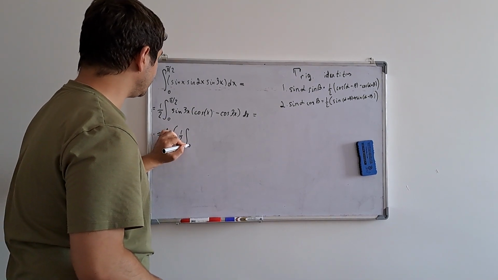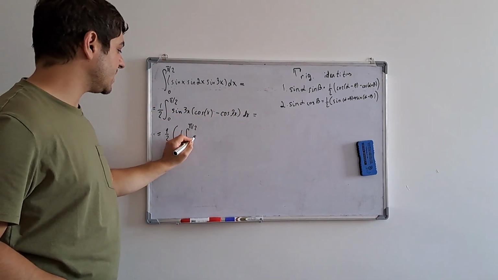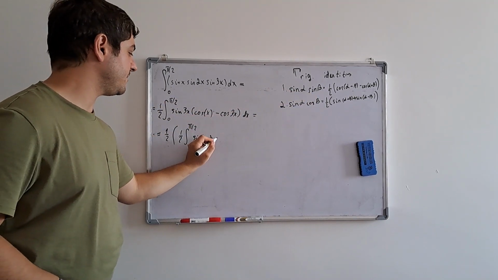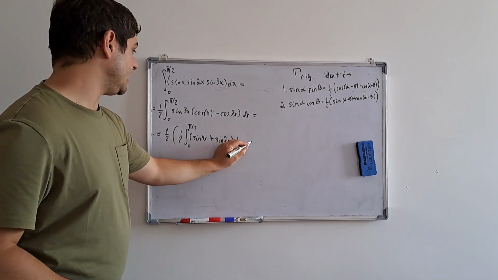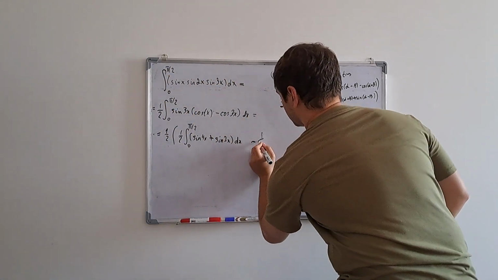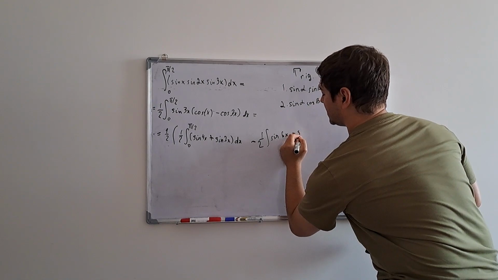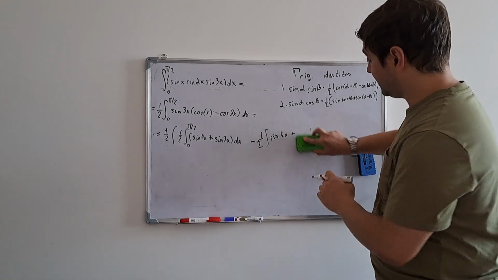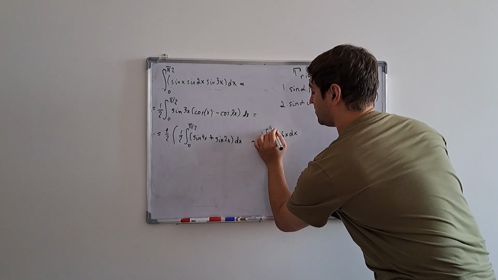So we have 1 over 2 times the integral from 0 to pi over 2. Now we will have sine 4x plus sine 2x dx, and then I will have minus 1 over 2. We will simply obtain sine 6x plus sine 0. But sine 0 will give us 0, so I will instantly get rid of it. So we will have sine 6x dx from 0 to pi over 2.